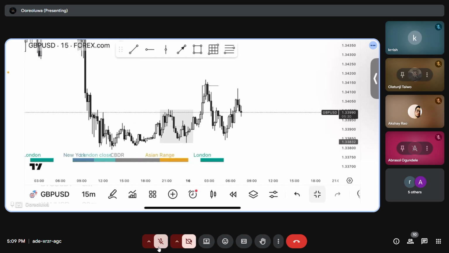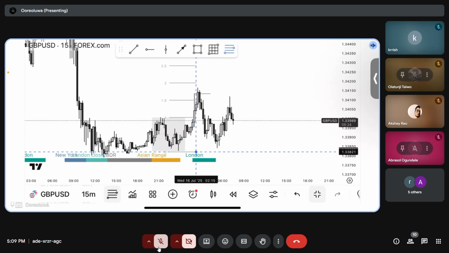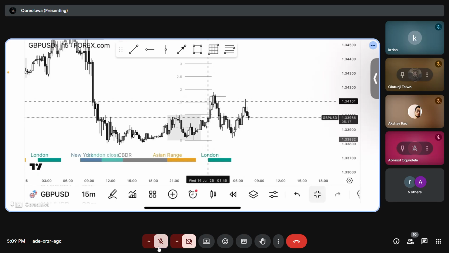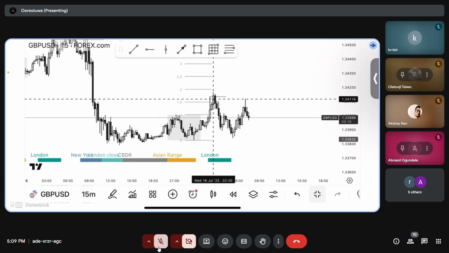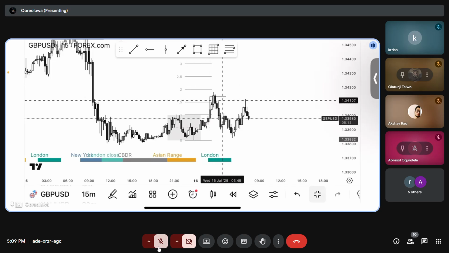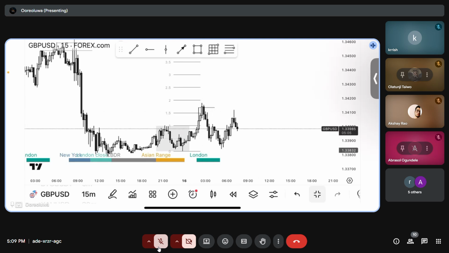So this high, I marked it out for the Asia, and there you go, 1.5. Price tapped into 1.5 during key time. This was 2:30, yeah, 3 a.m. So now price is at the order block. For those of you that missed this sell, price is at the order block.